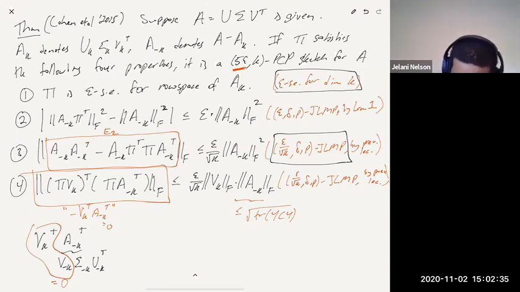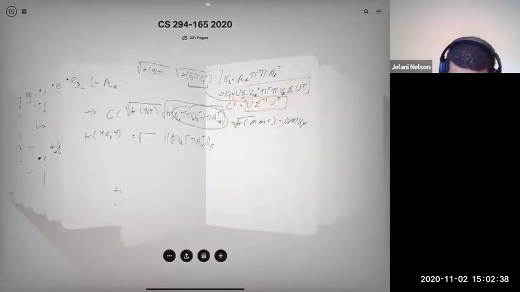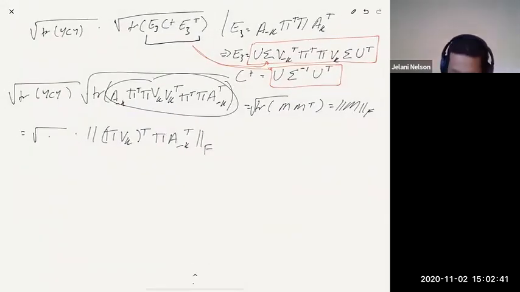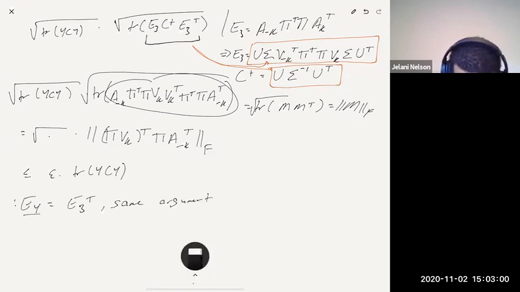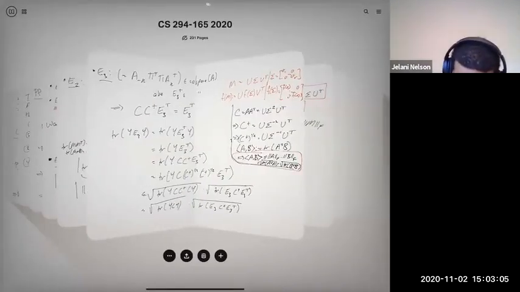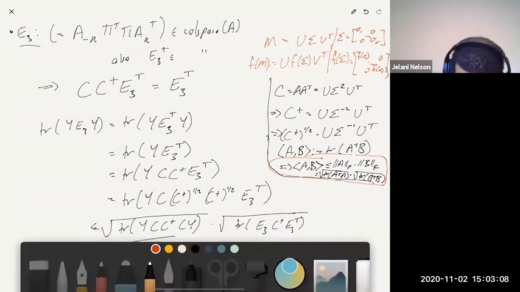So all in all, you're going to be happy. This thing is going to be at most, again, some epsilon times the trace of YCY. And then E4, I'm out of time. E4 is just equal to E3 transpose. So it's the same argument, right? Because what we want is exactly what we just bounded. This is the same thing as the trace of Y E4 Y. So we've already actually bounded it.